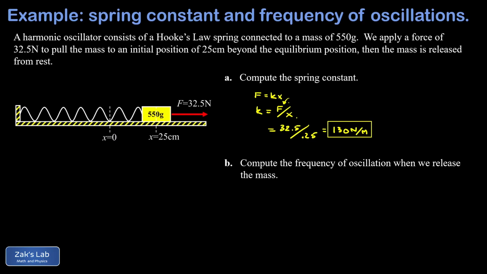In part B, we're asked for the frequency of oscillations when we release the harmonic oscillator and let it start to bounce back and forth. And I remember the formula for the period of oscillation, and I'll post a link to where this was derived real quick. And that's 2 pi square root m over k.